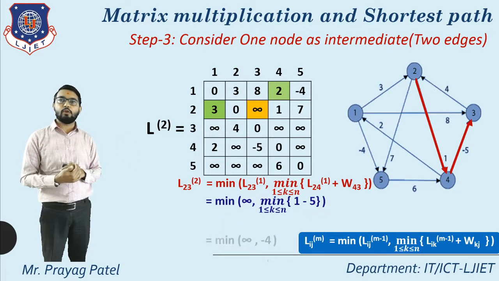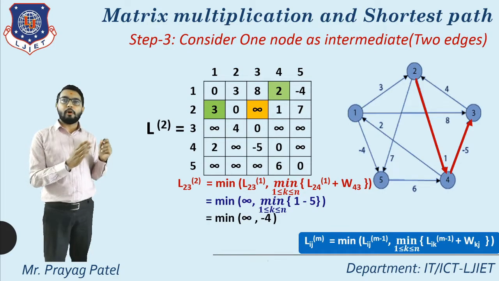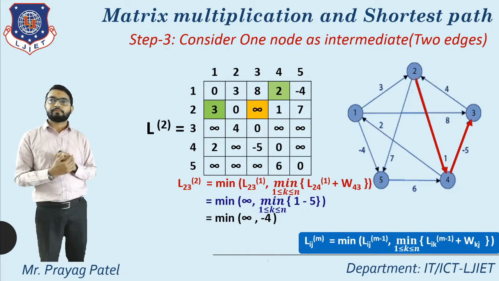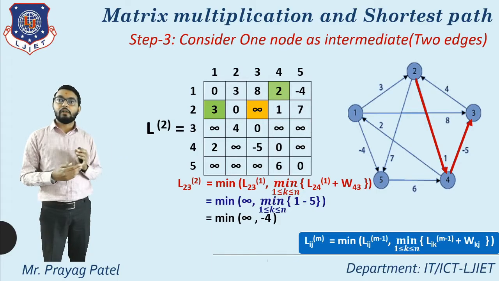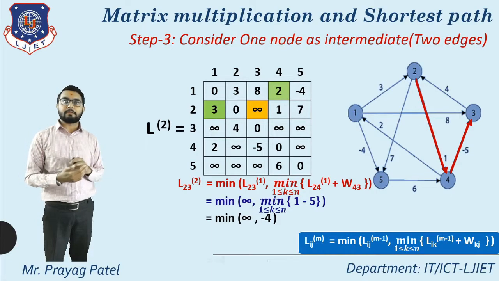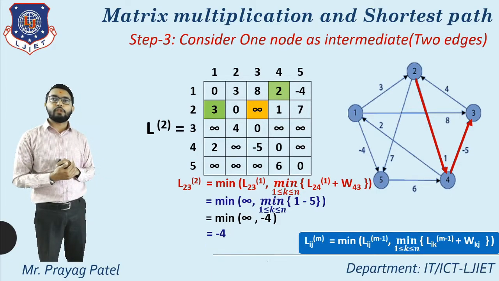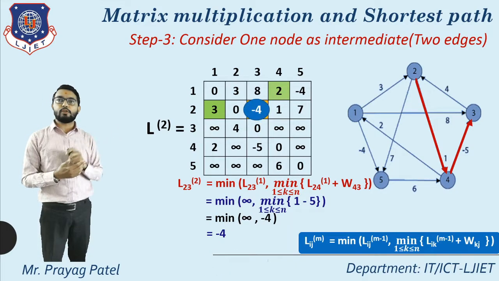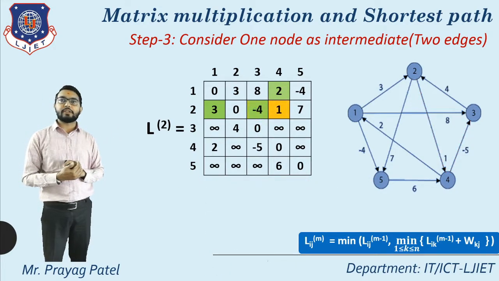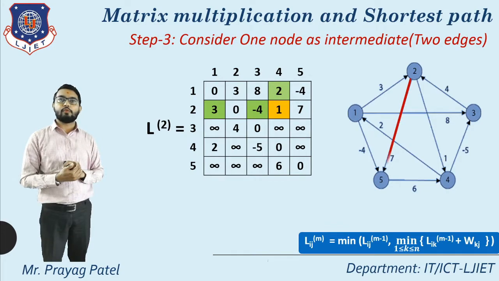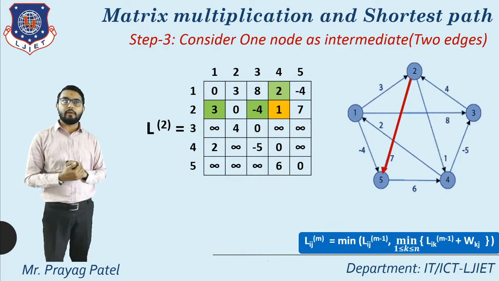So consider this value: the minimum of 1 minus 5. So here consider minus 4. So the minimum of infinity and minus 4 equals minus 4. So put the value minus 4 at location 2, 3. Now next is location 2, 4. In location 2, 4 the value is already 1, which means the direct distance from 2 to 4 equals 1.